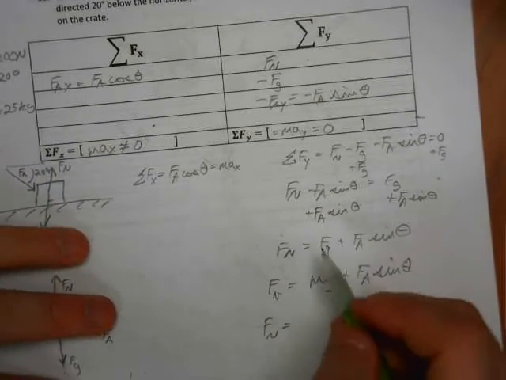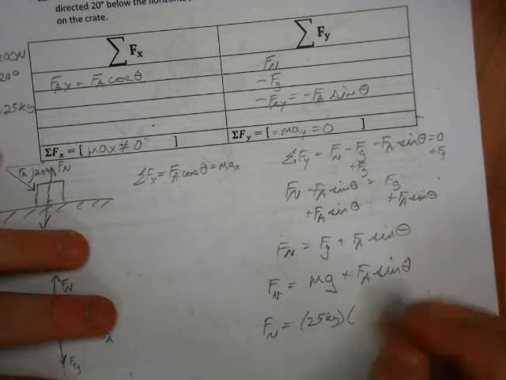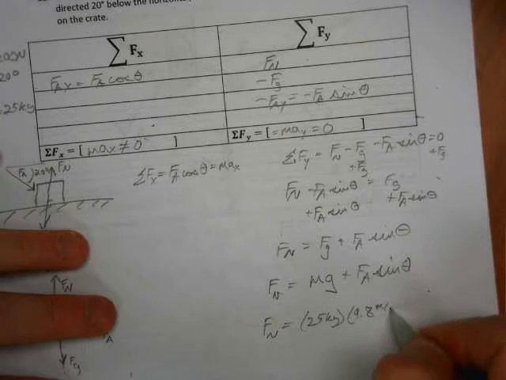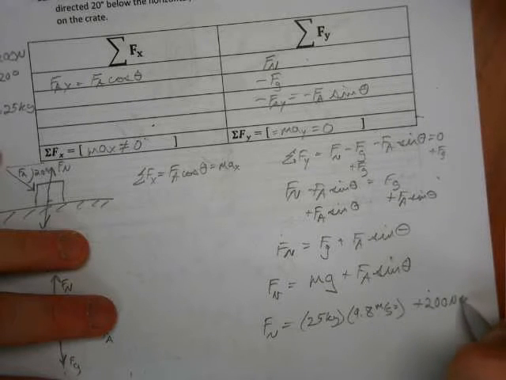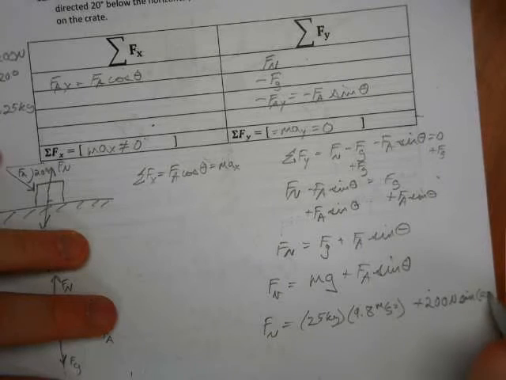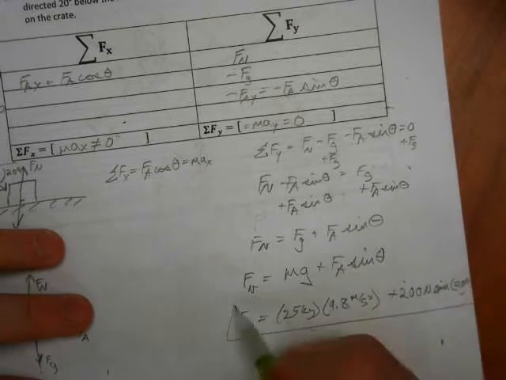It equals mass, which is 25 kilograms times 9.8 meters per second squared, plus 200 newtons times sine of 20 degrees. Again, I'll let you plug those numbers in.